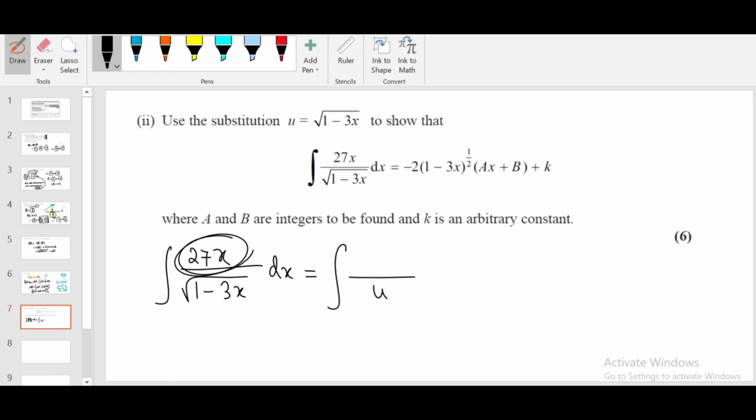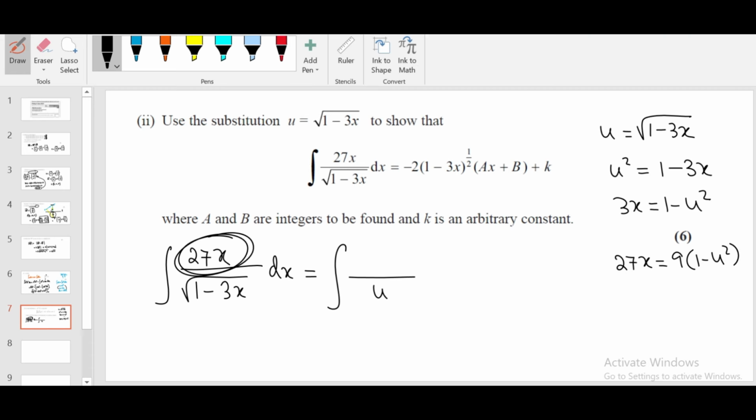And then we need to find 27x first. u is square root of 1 minus 3x. Square both sides. u square is 1 minus 3x. Make 3x the subject, you will get 1 minus u square. We need 27x, so multiply both sides by 9. You get 27x is 9 times 1 minus u square. So I'm going to replace this by 9 times 1 minus u square. So carefully, step by step, you convert everything in terms of u.